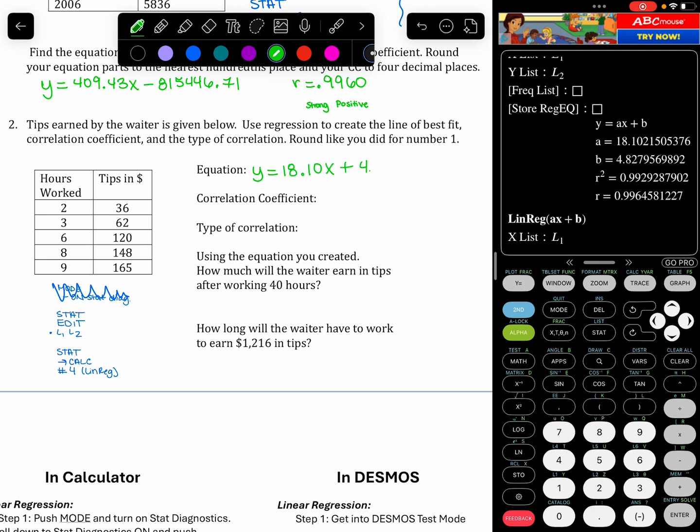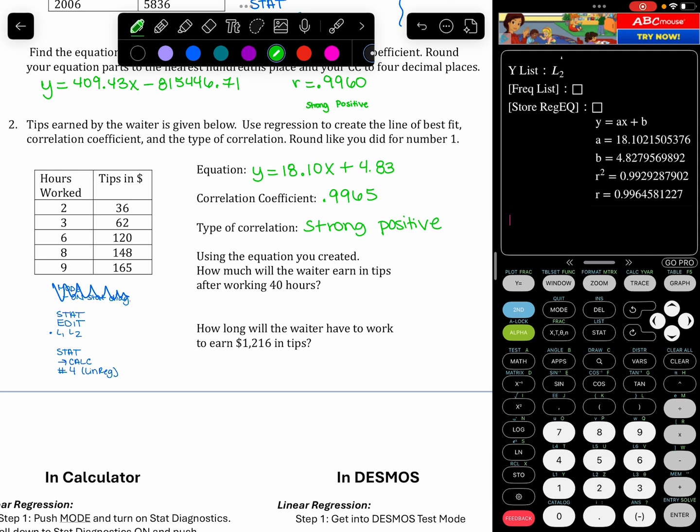Okay, so my equation will be y equals 18.10x plus 4.83. I don't need r squared, I just need r. R for us is 0.9965. The type of correlation, this is again a strong positive.